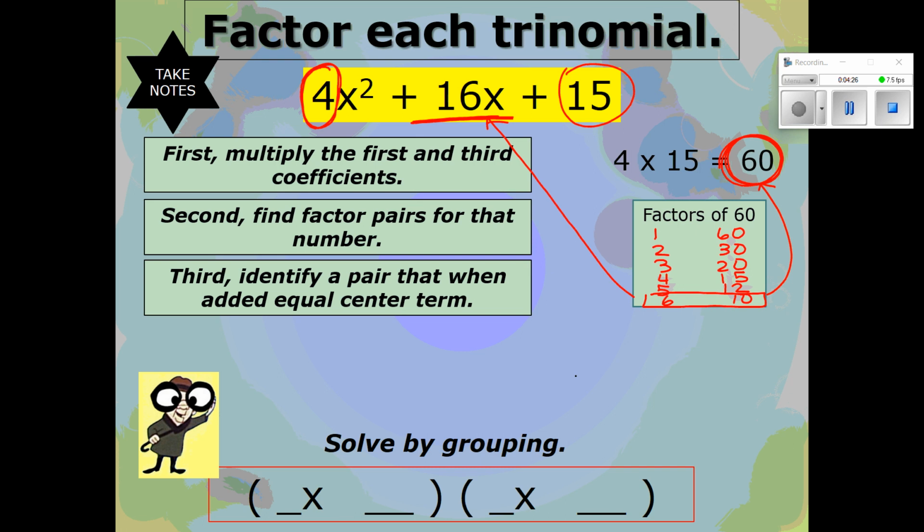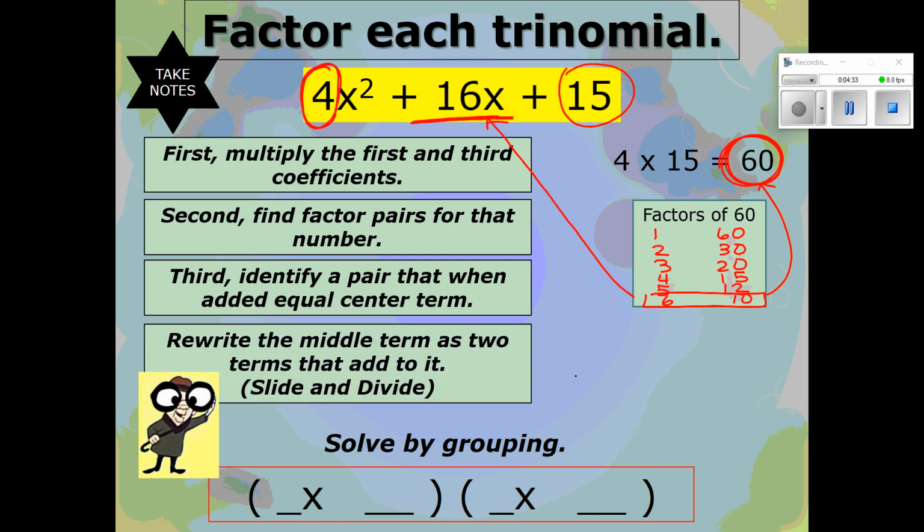It's rewriting this trinomial as a polynomial with 4 terms. We are going to slide down, or copy and paste, the first term and the last term. So this is where they get the term slide. If we just slide the 4x squared down, leave some space, slide down the C term, that's the slide part: copy and pasting the first term and the last term.